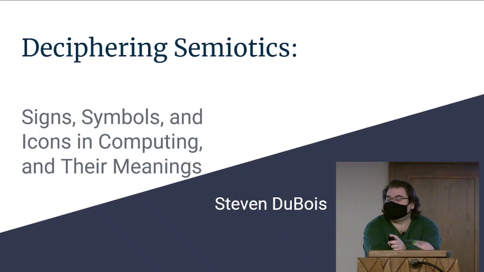Deciphering semiotics. Signs, symbols, and icons in computing, your phones, your TV, and literally everywhere around the world. What semiotics means is the study of signs and symbols and their meaning. And signs and symbols are what surround us. Instead of having text printed on everything, we've developed a kind of system of pictograms that are culturally relevant to ourselves. And we communicate a lot of things that way these days.